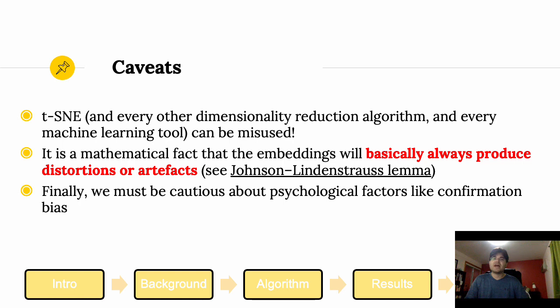We note some caveats. t-SNE and every other dimensionality reduction algorithm and every other machine learning tool can be misused. It is a mathematical fact that the embeddings will basically always produce distortion or artifacts, and you can see the Johnson-Lindenstrauss lemma for that. Finally, we must be cautious about psychological factors like confirmation bias. I want to also mention that the same goes for interpretability methods. We have to be very careful when we use these methods. We have to be very mindful of these caveats.